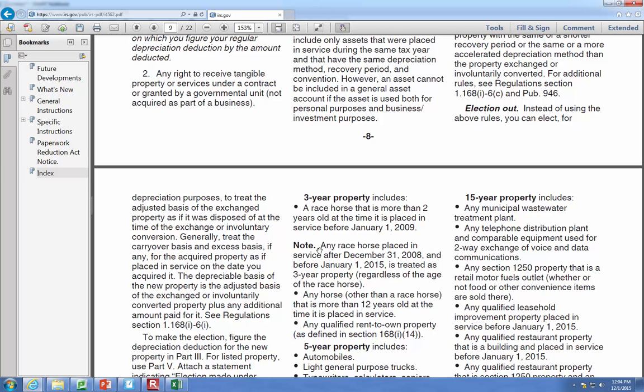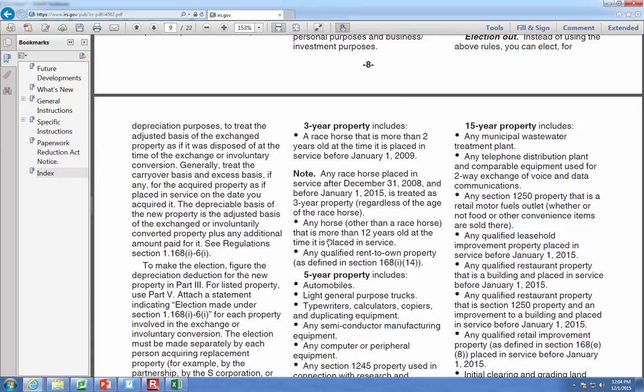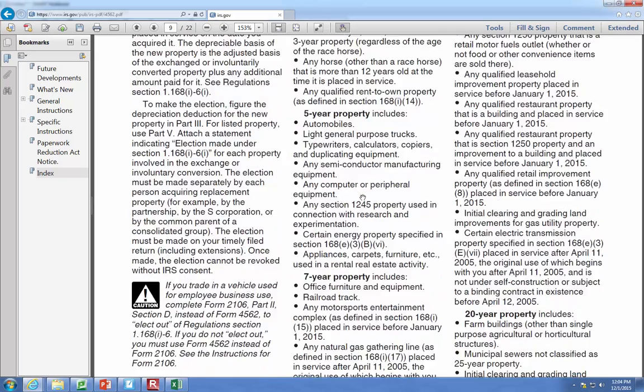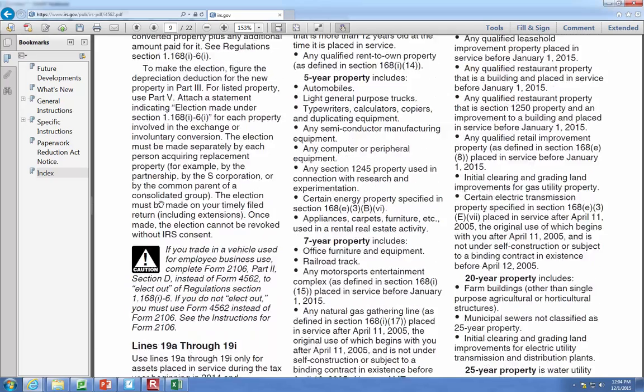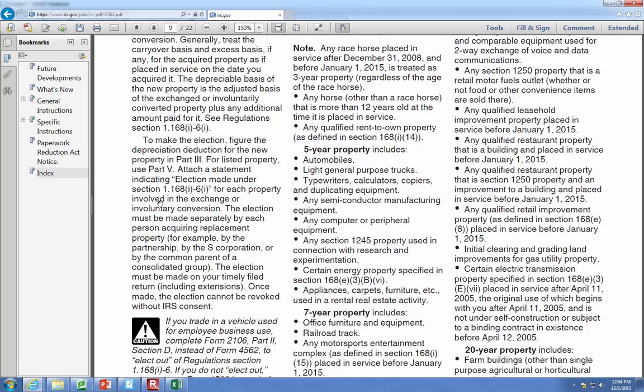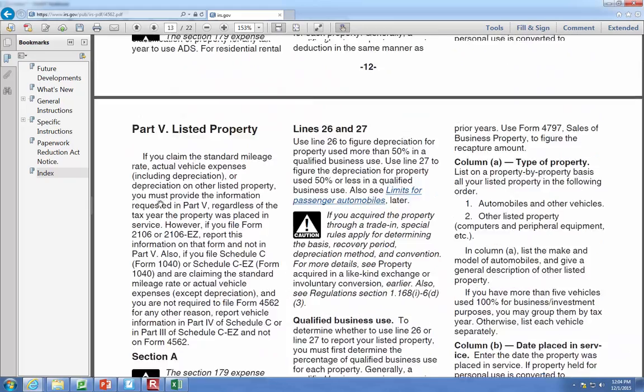So this is publication 4562. Starting on page 9, it says column A, classification of property. Here it really goes into 5-year property, 7-year property, 10-year property, more than our book does. Secondly, obviously you start with the index. This is like a 22-page document. The next thing I want to see is where the mid-quarter tables are.